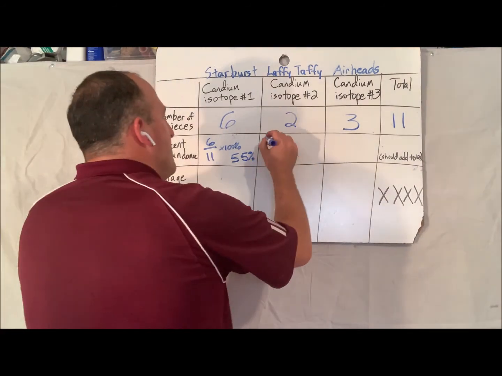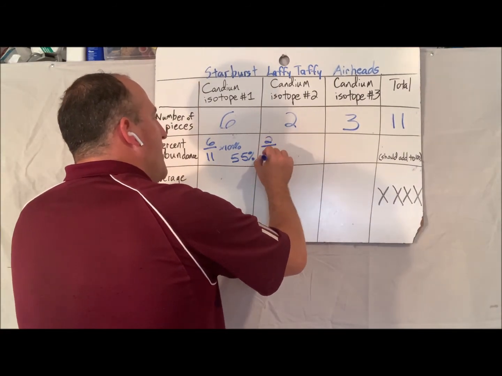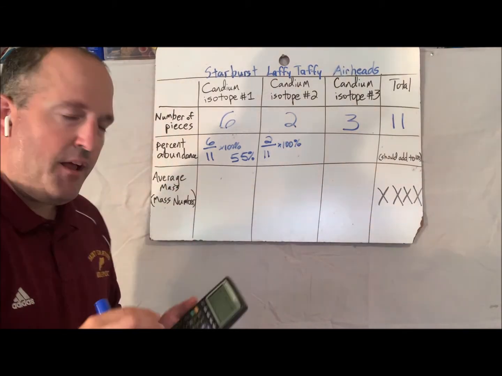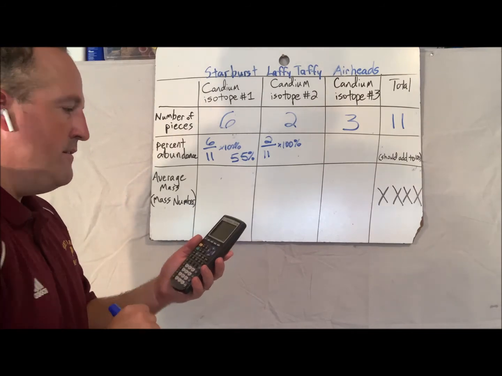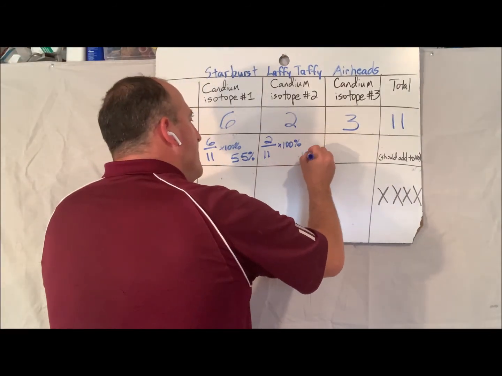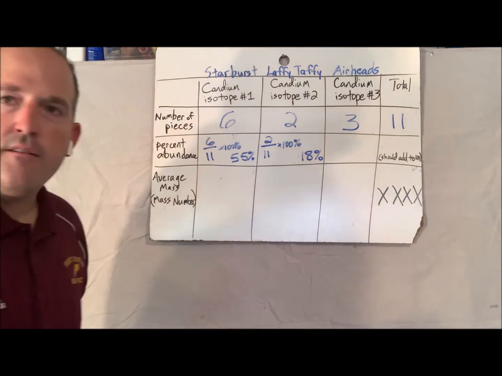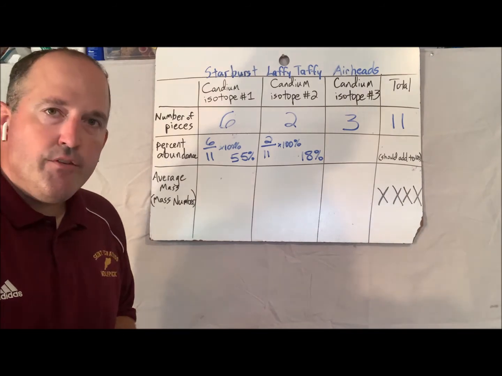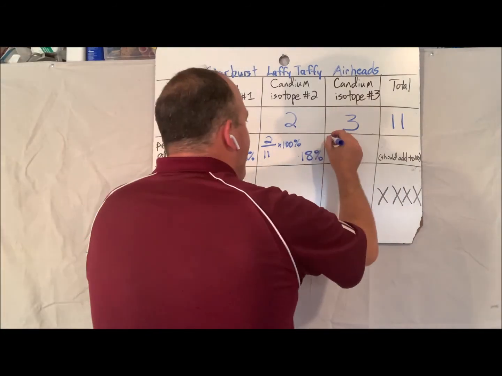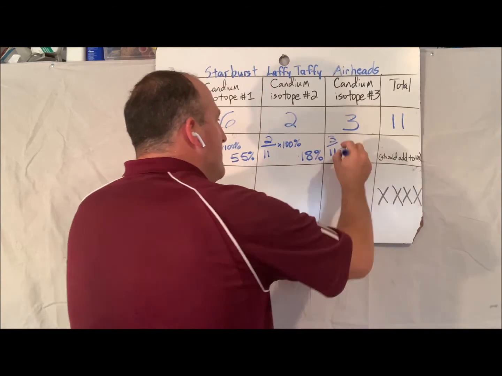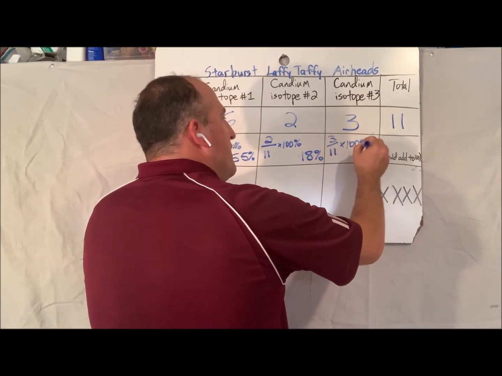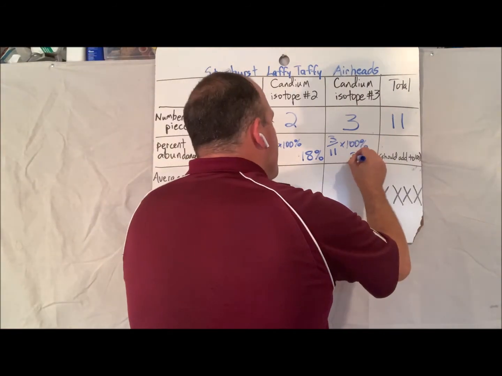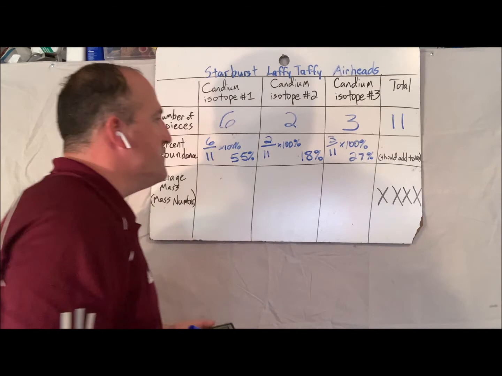For Laffy Taffy, we had 2 divided by the total 11. To make it a percentage, multiply by 100%. So 2 over 11 multiplied by 100, we get 18%, rounding to the nearest whole number. For Airheads, we had 3 divided by 11 multiplied by 100%. We get 27 if we're rounding to the nearest percentage.